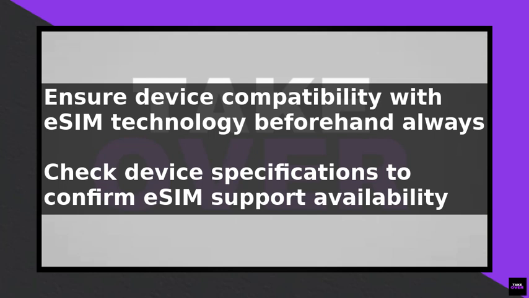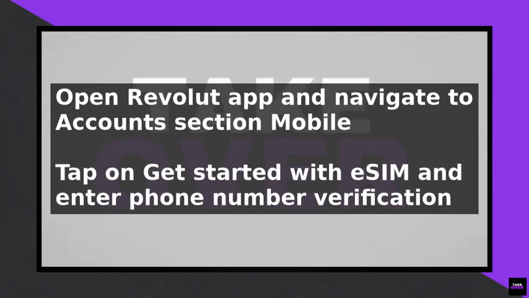Tap on the mobile option and select Get Started with eSIM. You will be prompted to enter your phone number and a verification code sent to you via SMS. Once verified, you will be asked to add a new eSIM plan.